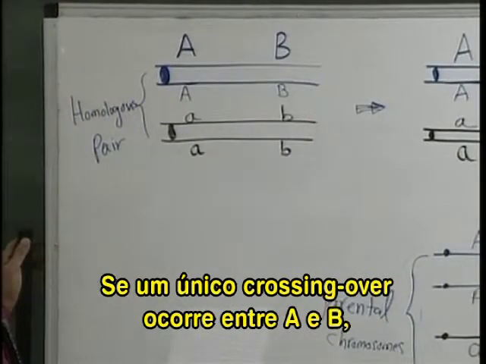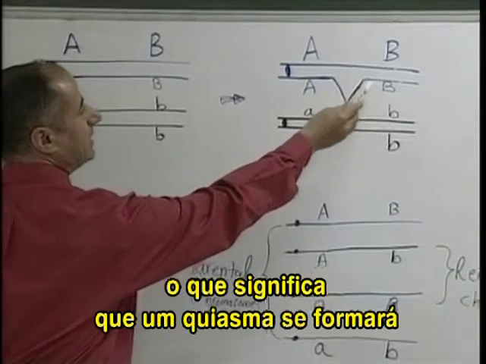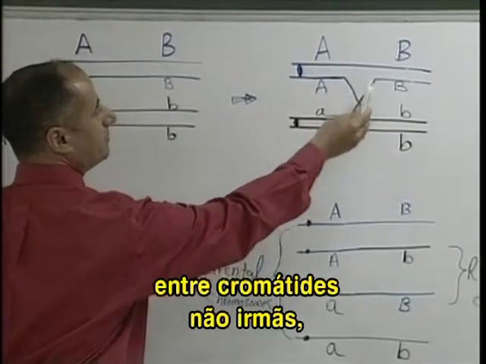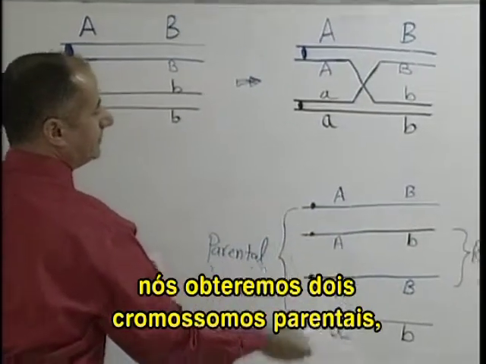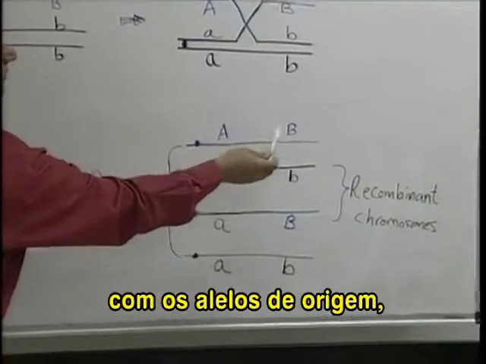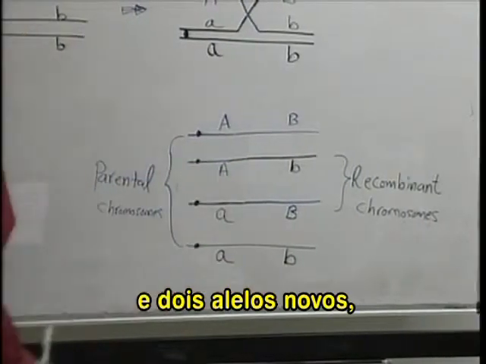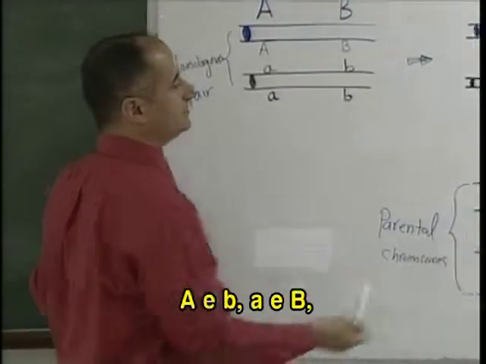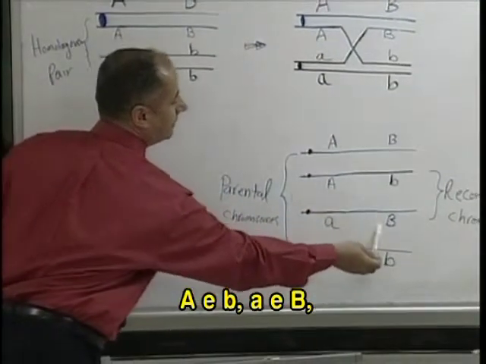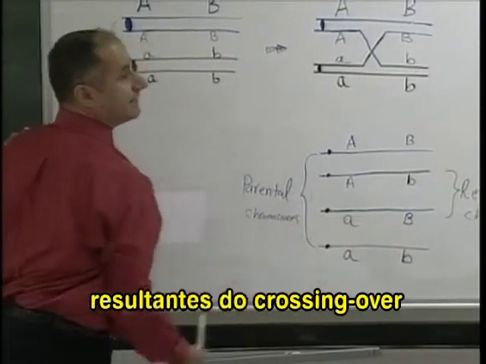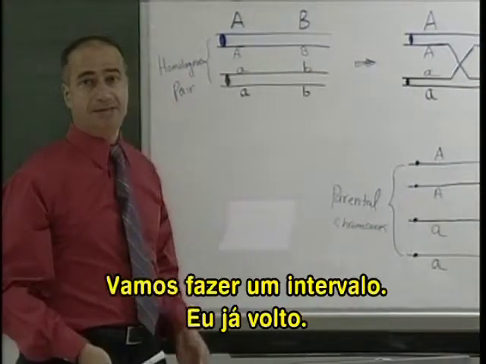If a single crossing over takes place between the A and B, and that means a chiasma will form between the non-sister chromatids, we will end up having 2 parental chromosomes. They have the original alleles, the A capital, B capital, and the A small, B small, and 2 new chromosomes, the A capital, B small, and the A small, B capital, and these are the results of a crossing over between the A and B.